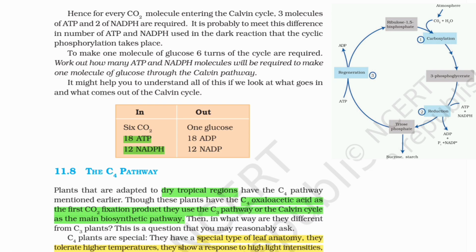Work out how many ATP and NADPH molecules will be required to make 1 molecule of glucose through the Calvin cycle. It might help you to understand all of this if we look at what goes in and what comes out of the Calvin cycle. What goes in includes 6 CO2, 18 ATP and 12 NADPH, and what comes out is 1 glucose, 18 ADP and 12 NADP.